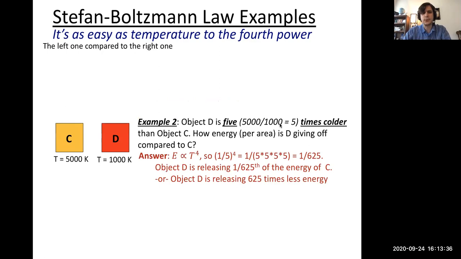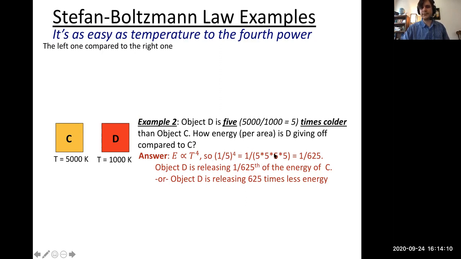Although I might do it the other way, where I'm always going to be comparing the one on the right to the one on the left here, where now I have square D here is cooler than square C. So D is 1,000 Kelvin, C is 5,000 Kelvin, D is 5 times colder, 1/5 as hot. So how much energy is D giving off compared to C? So I take the ratio, it's 1/5 as much energy, and I raise it to the 4th power. 1 to the 4th is 1.